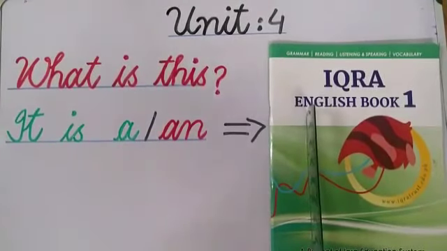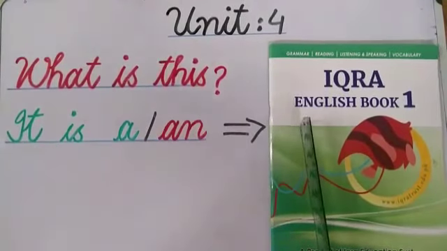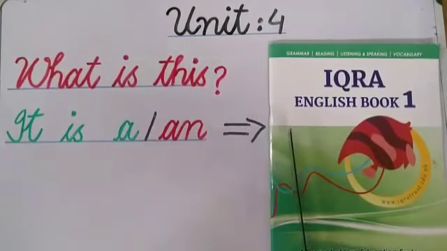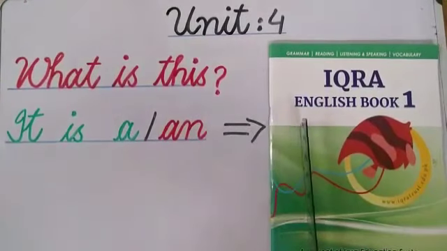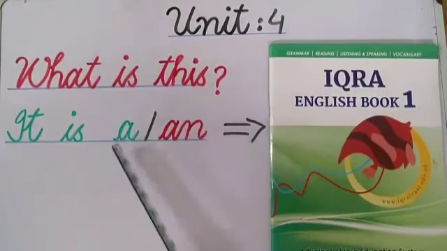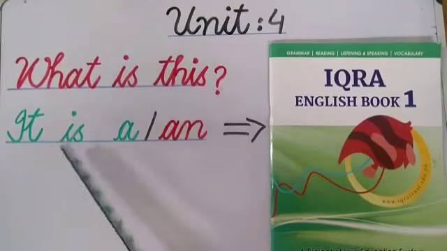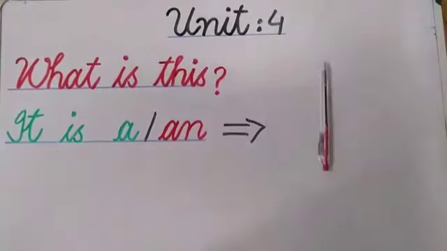Yes, and what will be your answer? It is a book. What is this? It is a book, because the first sound of book is a consonant sound, b sound. That's why we are putting the article a with it. Is that clear? This is a book. Now let me give you another example.